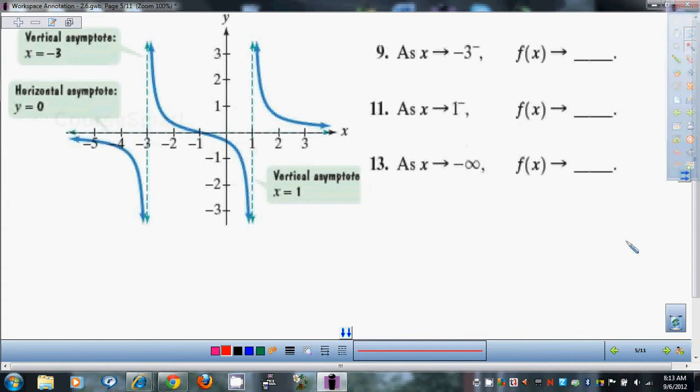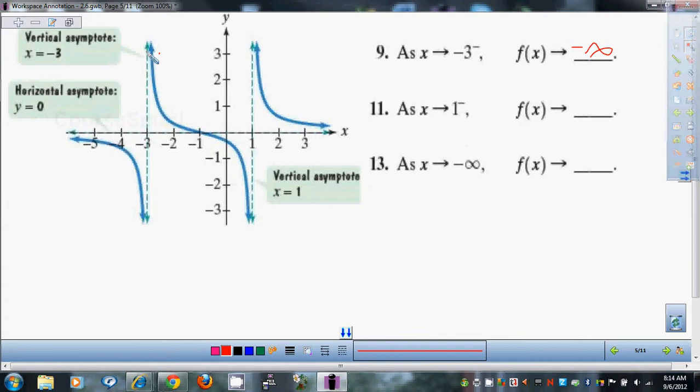So, these are saying, as x approaches negative 3 from the left-hand side, so here's negative 3. As I approach negative 3 from the left, where's my function shooting off to in terms of y? Negative infinity is how you'll answer that. You're correct, down, but you'd actually answer it negative infinity. When you have a vertical asymptote, it's always going to shoot off to positive or negative infinity at one of those asymptotes. What about positive 1 from the left-hand side?